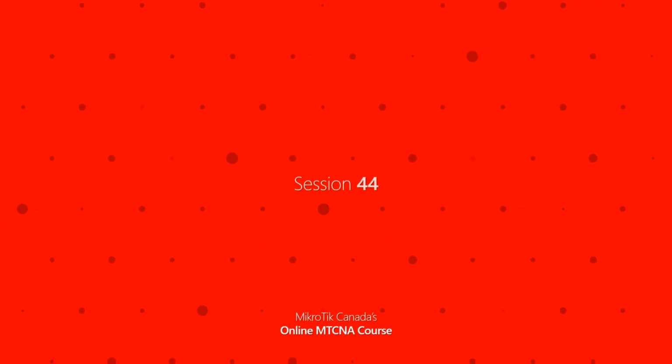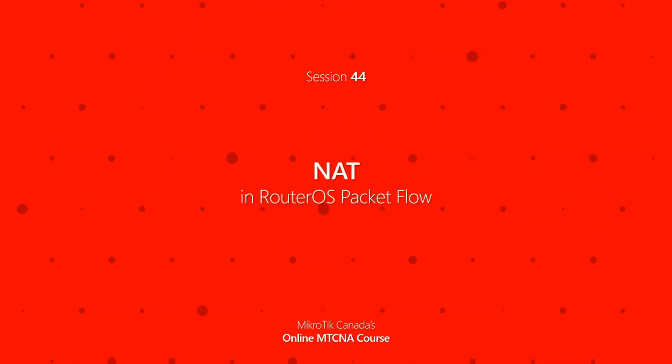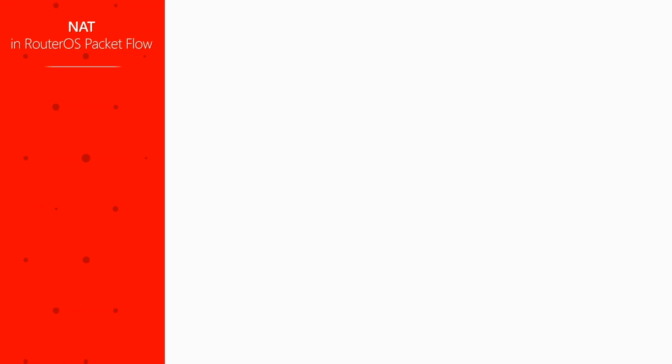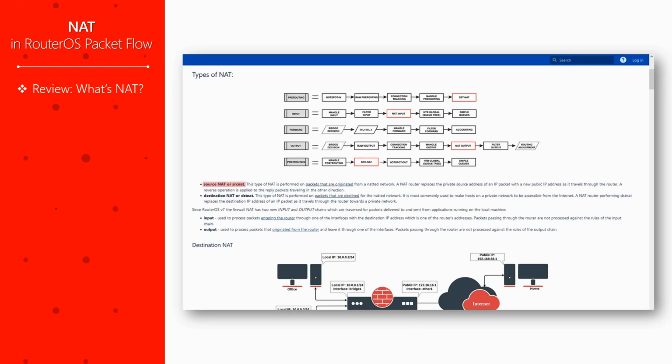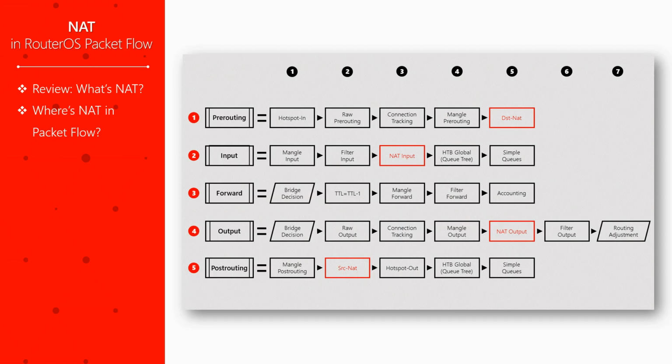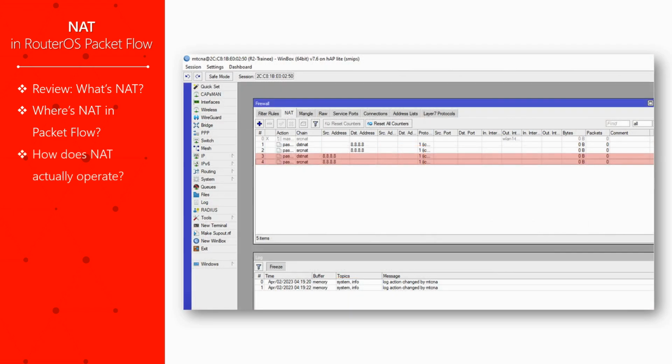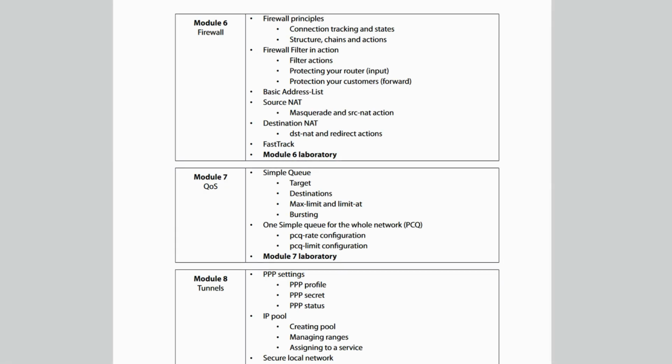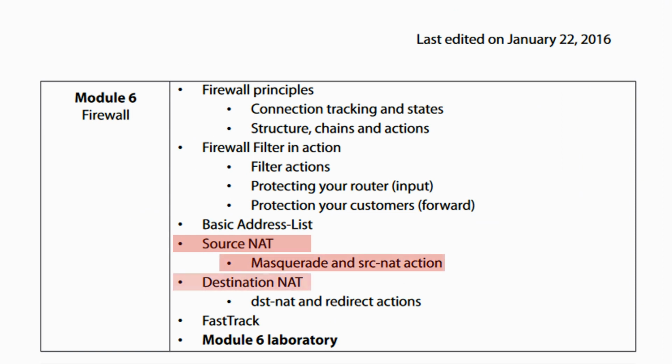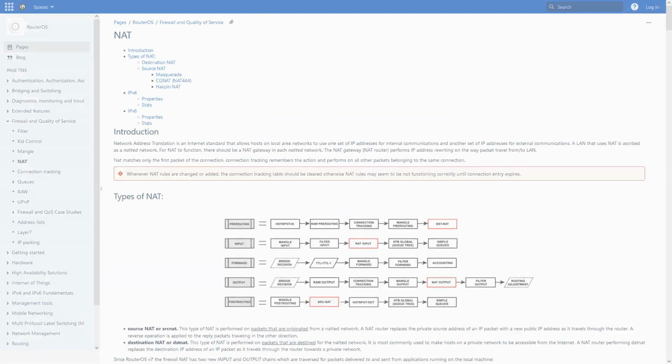As promised, we'll be discussing NAT, or Network Address Translation, in RouterOS packet flow by first reviewing what NAT is, its place in the overall RouterOS packet flow, and the way it works to make network connectivity possible. You might have noticed that within the official MTCNA course outline, we don't have a subject dealing with NAT in relation to packet flow. Nevertheless, acquiring this knowledge now will make future related topics much easier and more understandable.